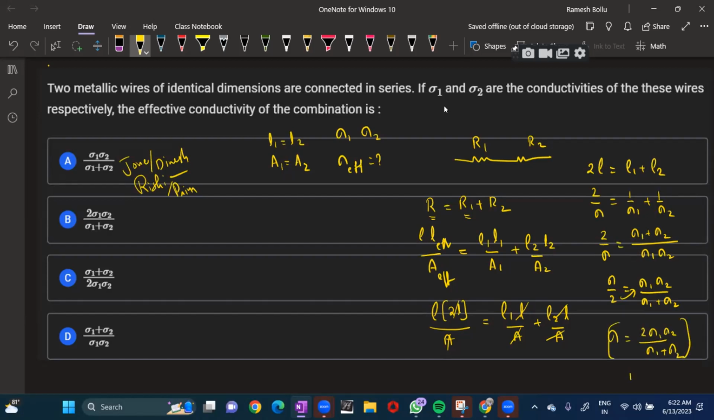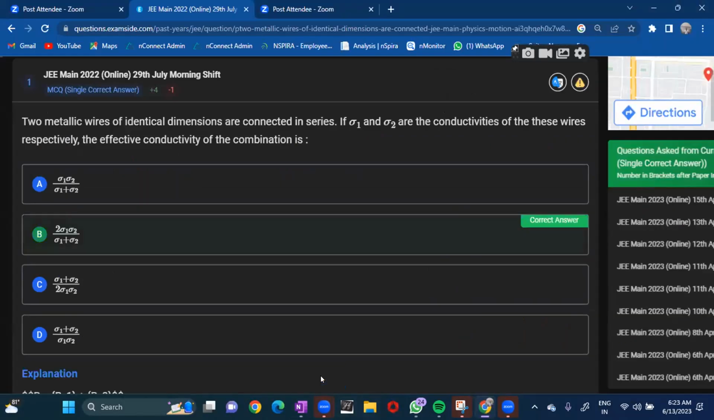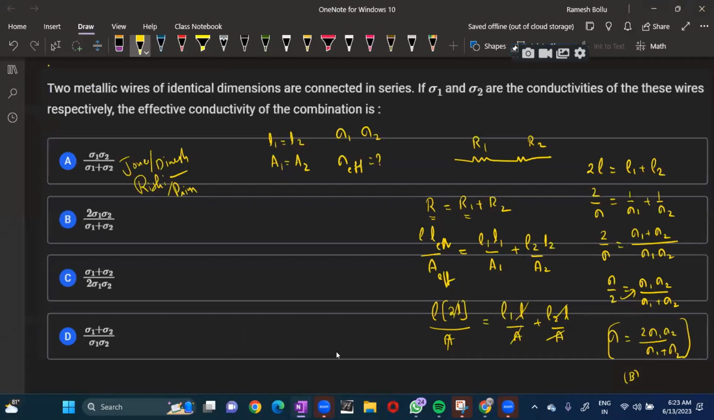Which is the right option? B is the right answer. Understood? Sir, effective area means 2A only, no sir? No, capital A only. This is one resistor wire, another resistor wire is also like this, so the effective area will not change. Only the effective length becomes 2L.